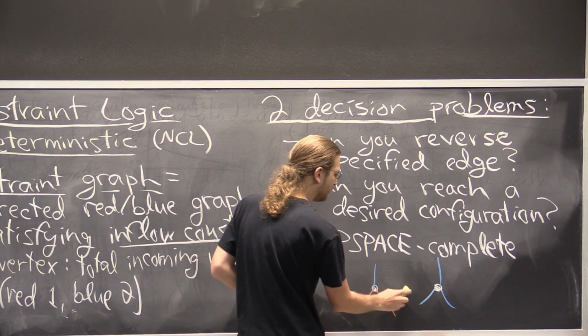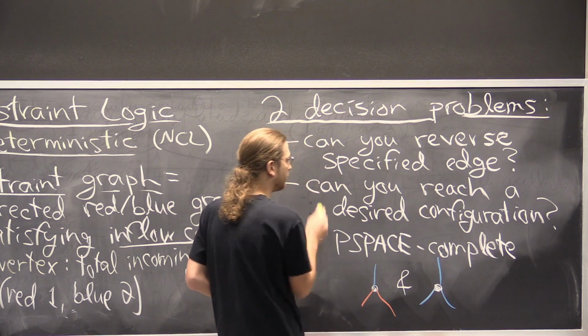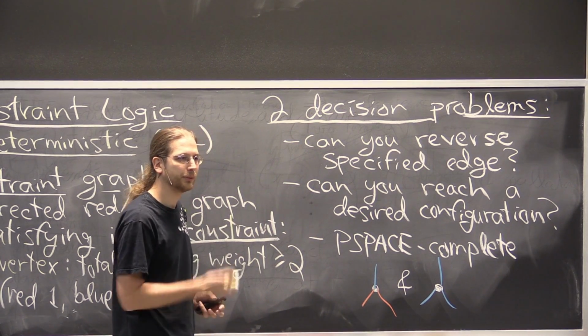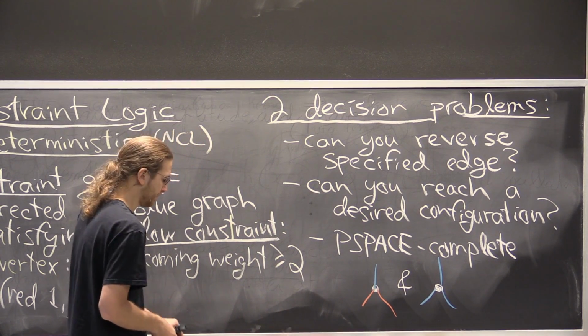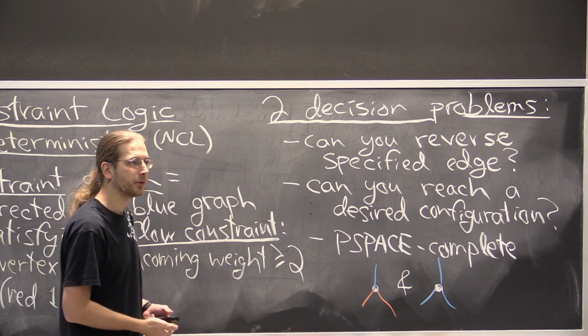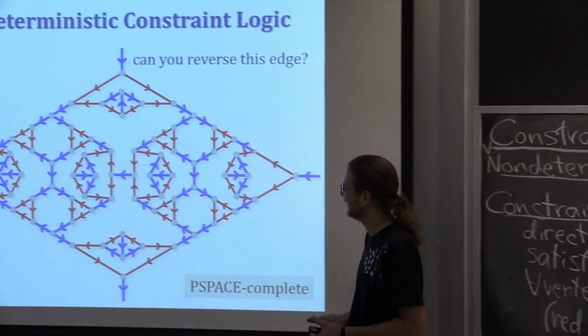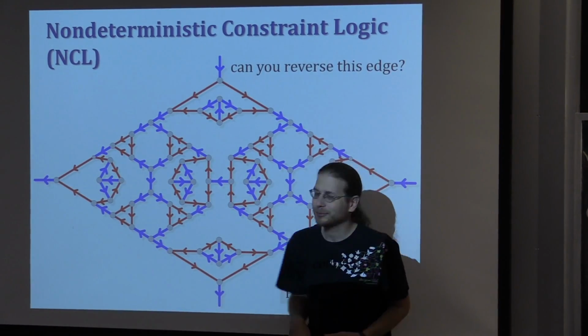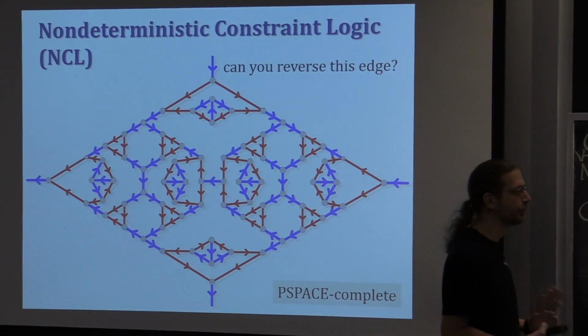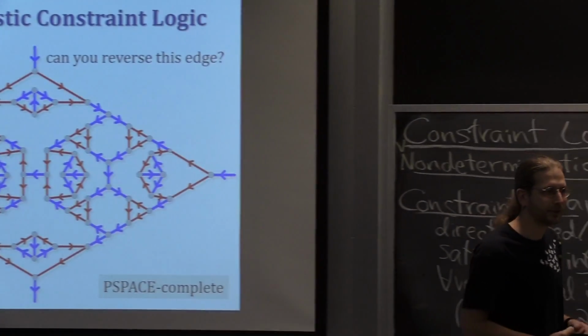So even just for these 2 types of vertices, both of these problems are Pspace complete. Yeah. Do degree 1 vertices also have to satisfy the inflow constraint? Yeah, this would not be valid. We'll show how to simulate degree 1 vertices with or without the inflow constraint.